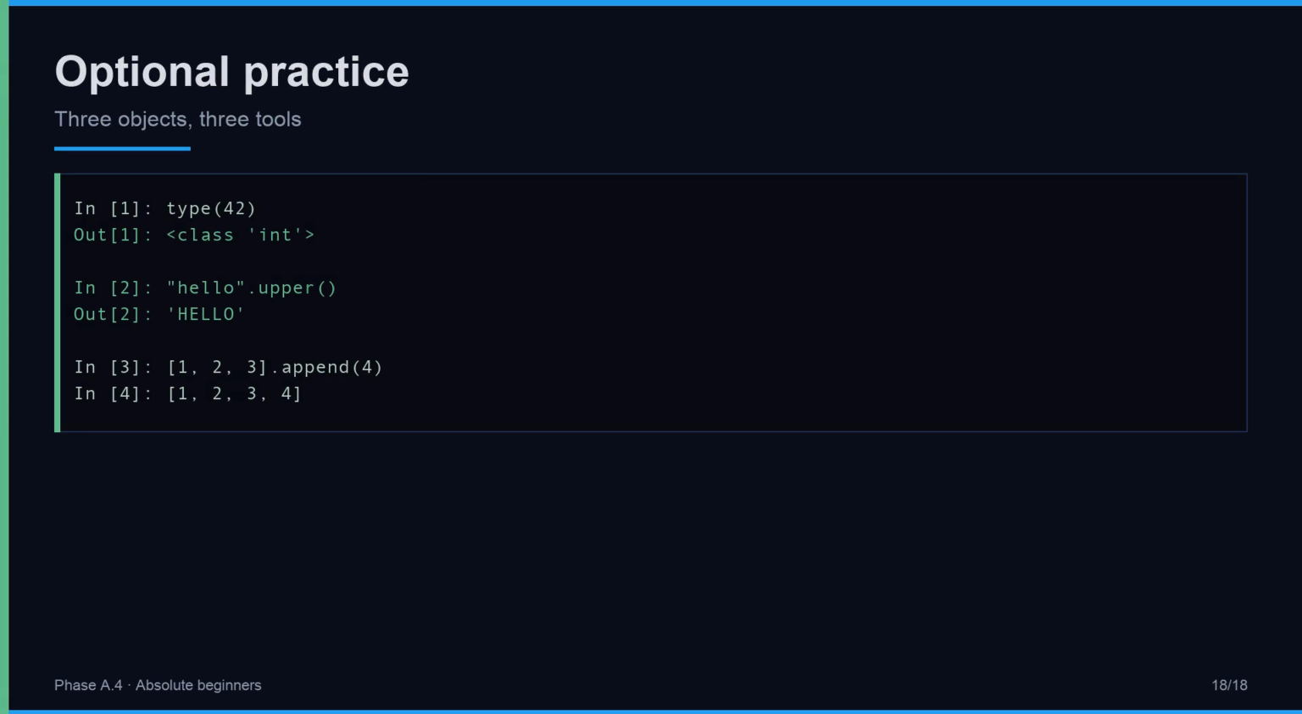Type of 42, int. "hello".upper(), "HELLO". A list with append, you will meet list methods later, but notice the same dot pattern. 3 different types, the same dot. When that pattern feels natural, you have understood objects. The rest is just learning which methods each type carries.